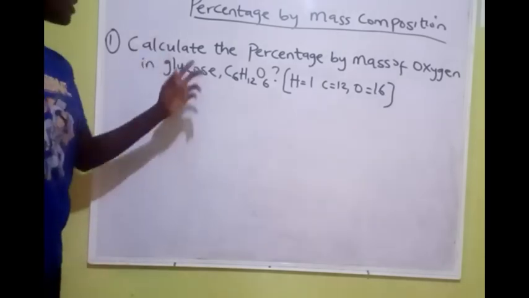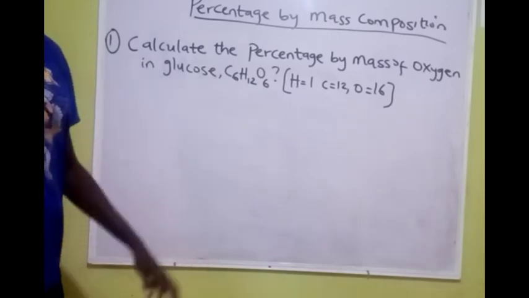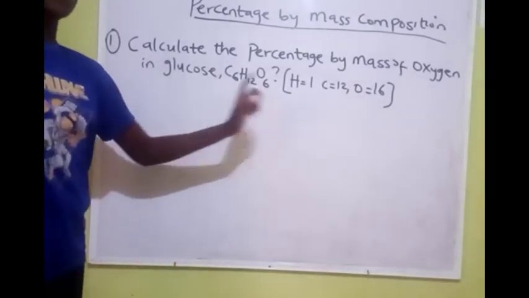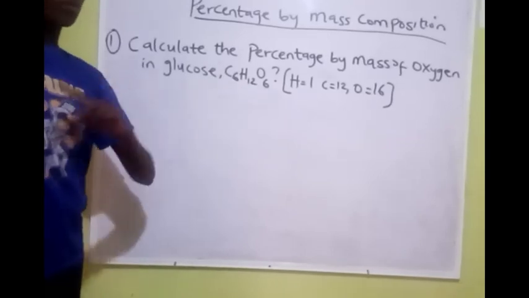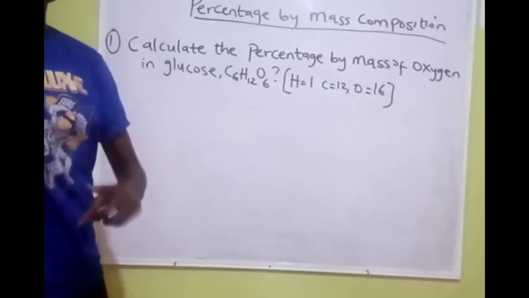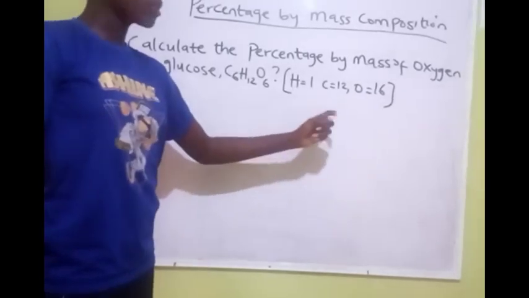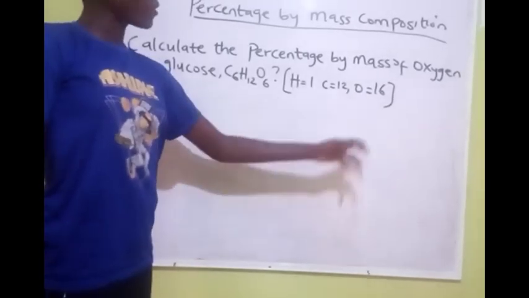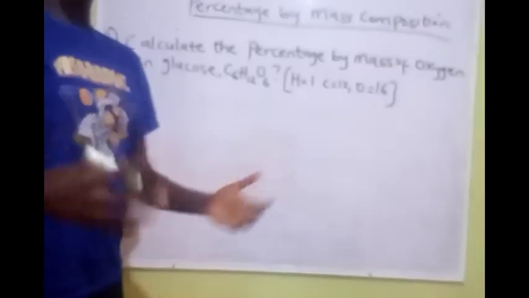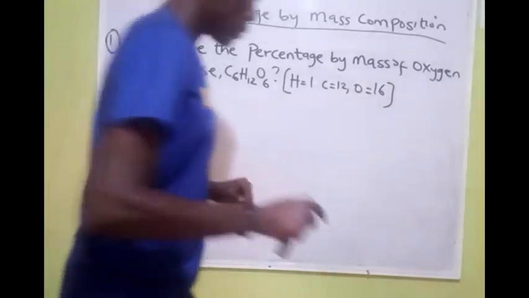So the question says, calculate the percentage by mass of oxygen in glucose, C6H12O6. This is the chemical formula for glucose. And we are given the relative atomic masses of the elements involved. We have hydrogen, that's 1, carbon as 12, oxygen as 16. Now, what do we do? Let me get the calculator.